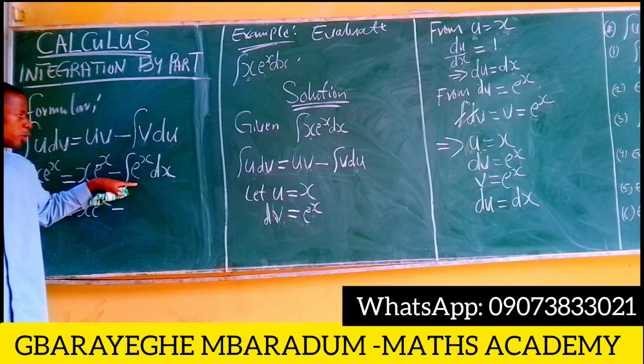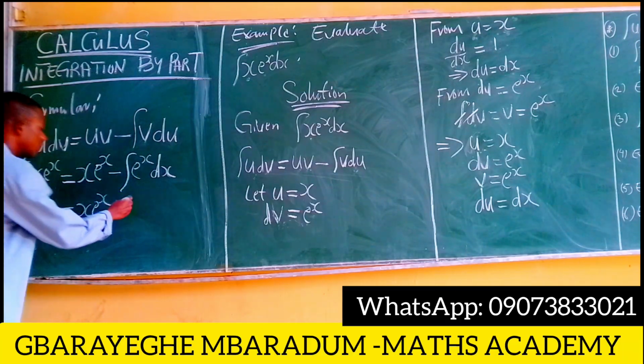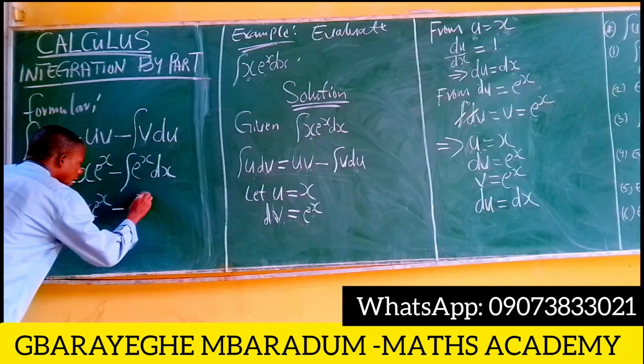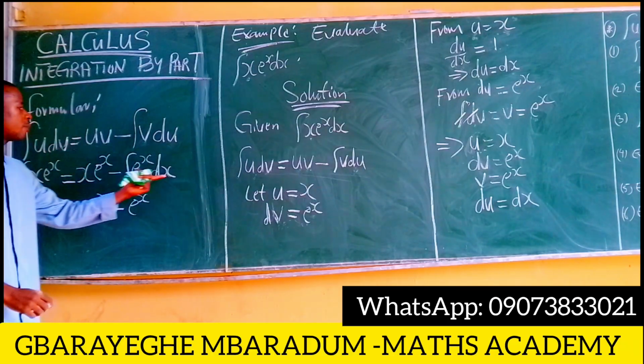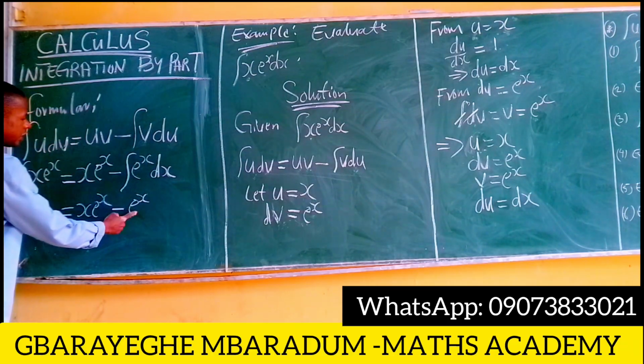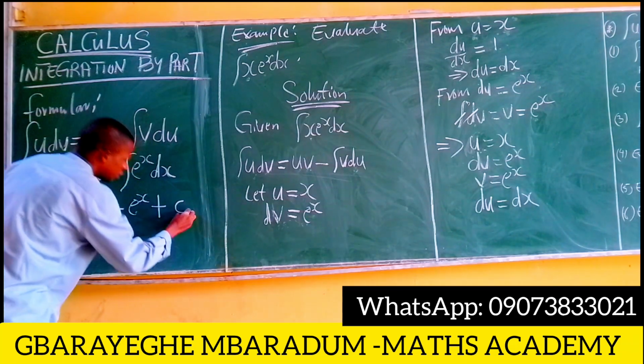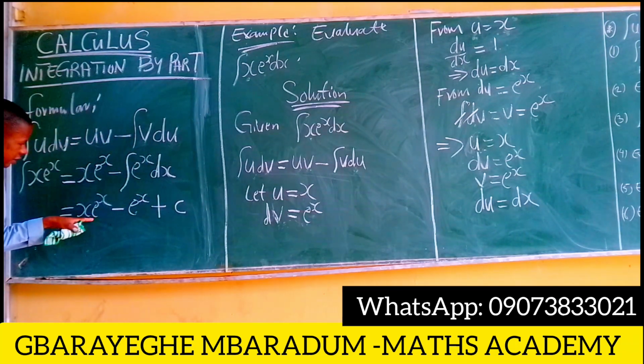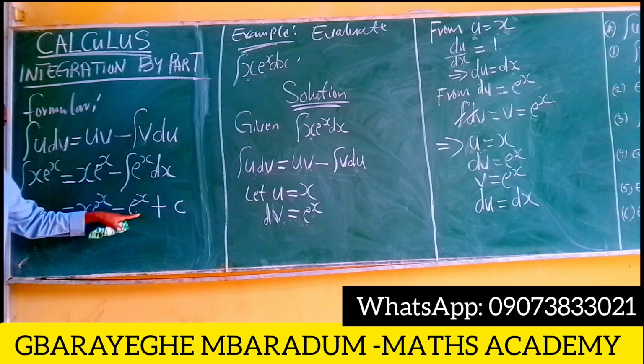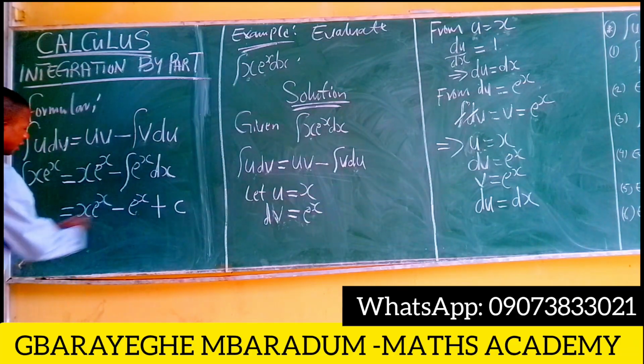Now, if we integrate exponential x, we are still going to have exponential x, because we integrate this with respect to x. Since we are integrating, we introduce our constant of integration, which is c. Now, if you look at this, exponential x and exponential x is common on both sides. So we factor out exponential x.